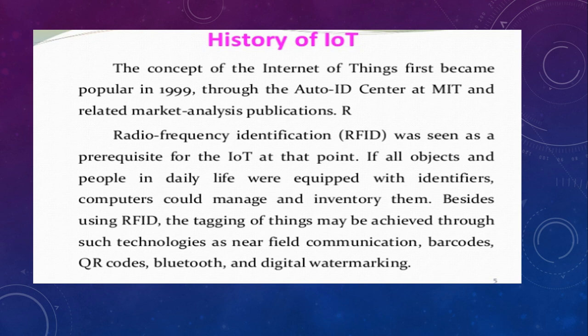Besides using RFID, tagging of things, that is tracing of day-to-day things, may be achieved through technologies such as near field communication, that is NFC, barcodes, QR codes, Bluetooth, and digital watermarking. So all these are not recent technologies, they had already been developed, and these technologies are used to tag things and are very well equipped in our day-to-day life.